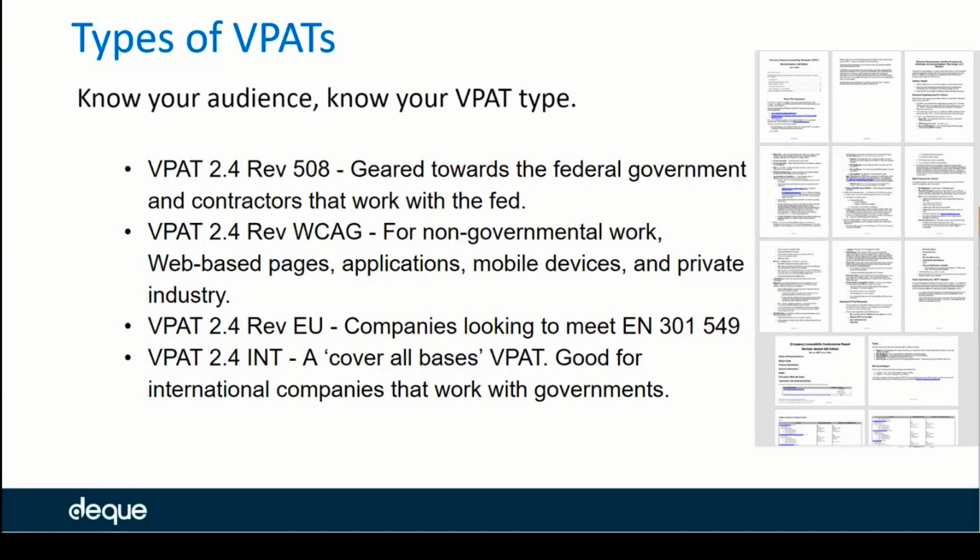The next one is VPAT 2.4 Revision EU. This is for all companies looking to meet the EN 301549 standard. This is the one that says accessibility requirements suitable for public procurement of ICT products and services in Europe. ICT being technology, computer technology. Luckily, the EU standard is also WCAG based, so it's very similar.